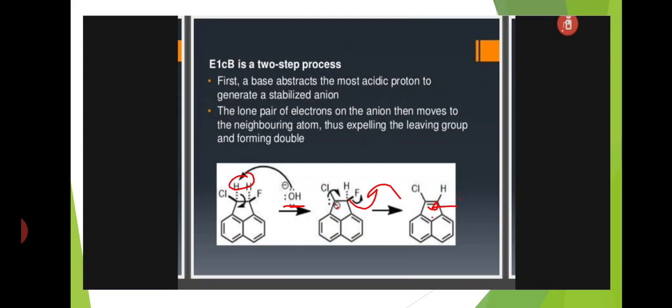First, a base abstracts the most acidic proton to generate a stabilized anion. The lone pair of electrons on the anion then moves to the neighboring atom, thus expelling the leaving group and forming a double bond. Here, first, in the presence of base, the most acidic proton is removed and forms an anion. This anion's negative charge is shifted to the adjacent or neighboring atom, thus expelling the leaving group and forming the double bond.